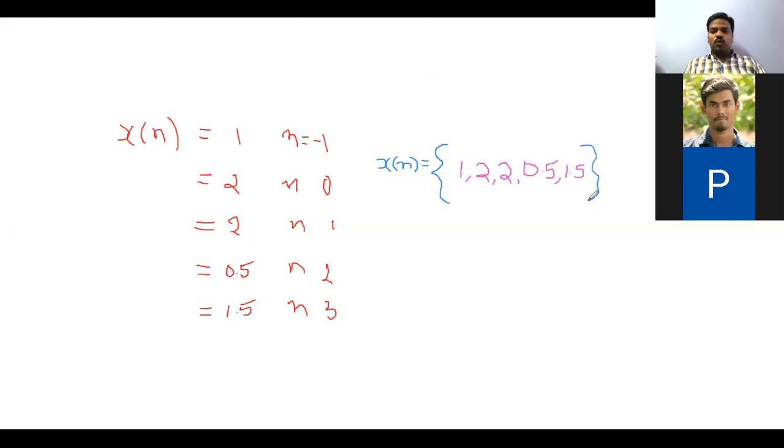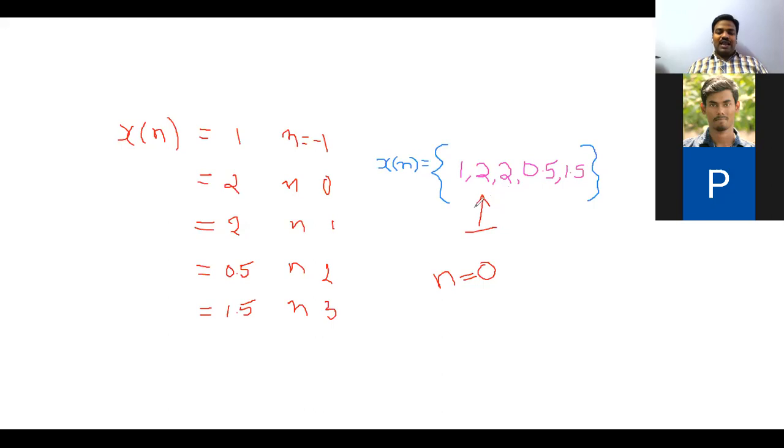Now you just close this sequential representation. Very, very important point here is you need to write an arrow at this particular point. All of you clear? So the sequential representation is x of n is equal to 1, 2, 2.5, 1.5. Now what does this arrow indicate? There is a special meaning in the case of sequential representation. The arrow indicates the starting point. That means your sequence is starting at n is equal to 0.